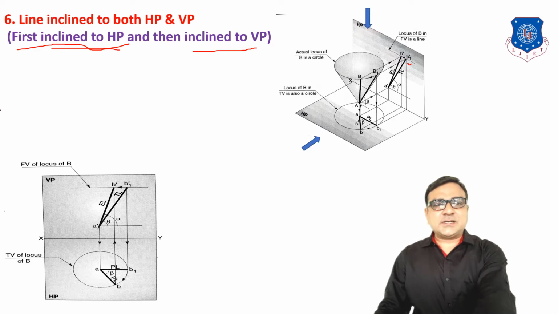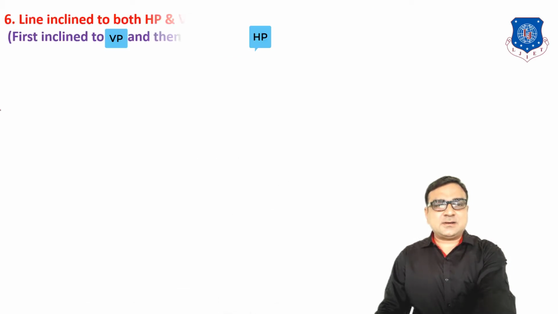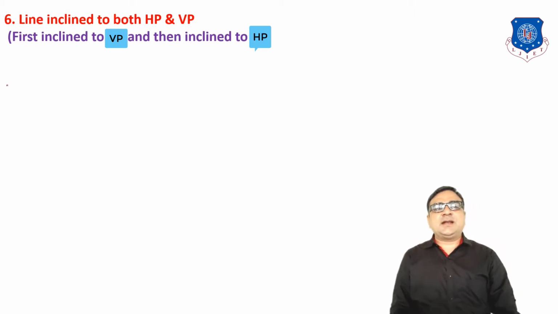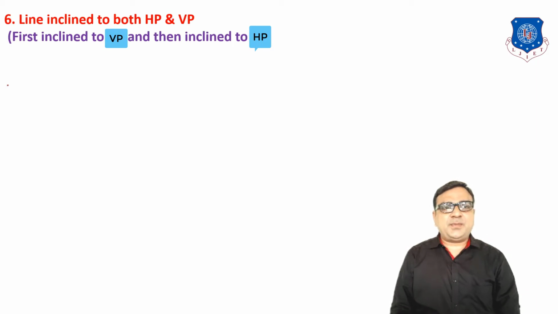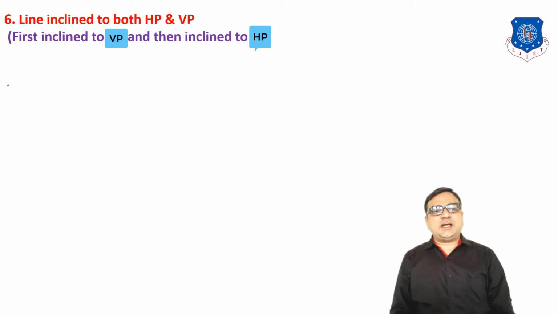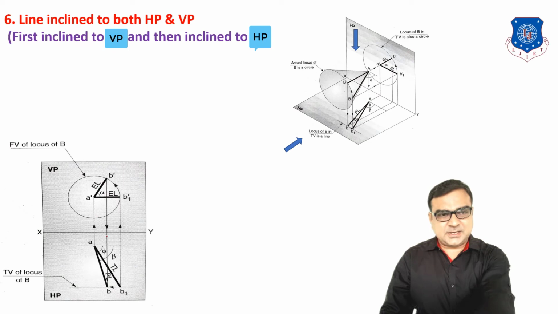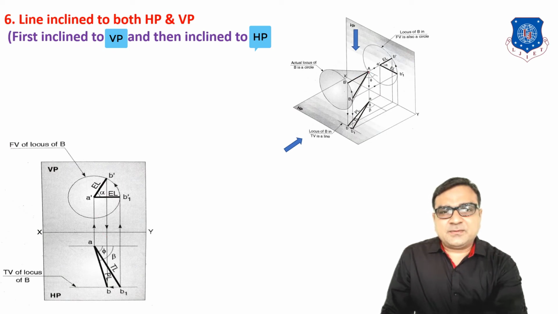Now for case number 6, we have another way. Another case is when the line is inclined to VP and inclined to HP. So this is our line. The first position, front view and top view projections are shown here. But if we take the first line AB1, which is already inclined to VP and parallel to HP, its top view will be AB1 true length and its front view A dash B1 dash.